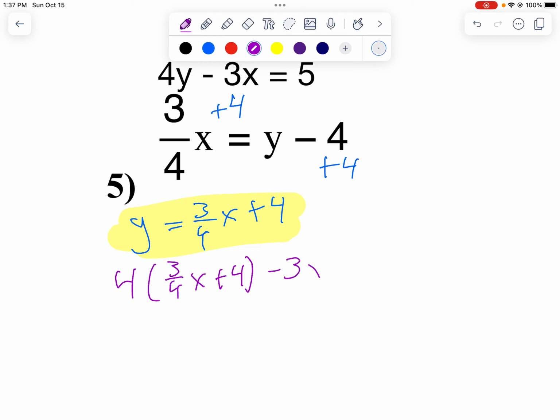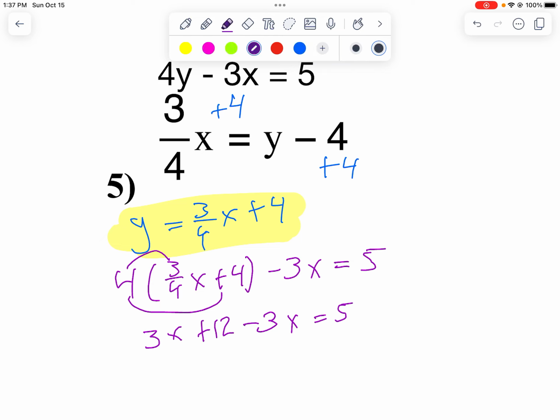minus 3x equals 5. Well, let's distribute that 4 inside, so we get 3x plus 12 minus 3x equals 5. Notice my x's cancel. 3x minus 3x is 0. So I end up with 12 equals 5. 12 does not equal 5. So this is one of those no solution problems.